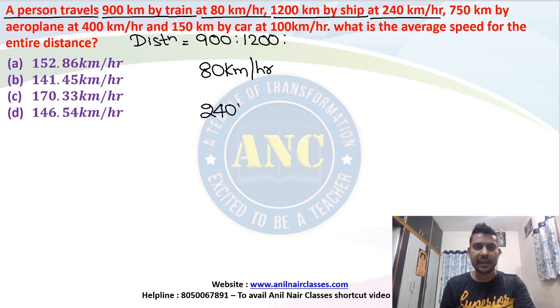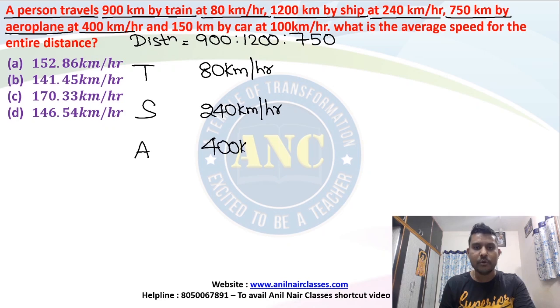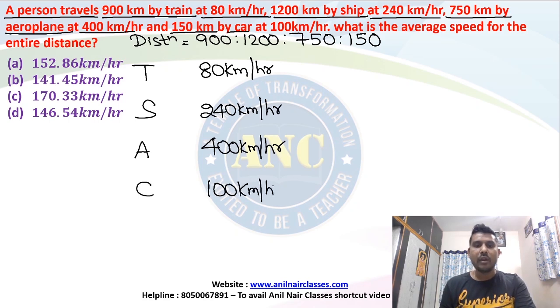So the speed is given as 240 kilometers per hour for the ship. This is by train, this is by ship. 750 kilometers by aeroplane. The distance is 750 kilometers and this is by aeroplane. And the speed is given as 400 kilometers per hour. I hope you are super clear in understanding whatever I am trying to write on the screen. And 150 kilometers by car. By car the distance traveled is 150 kilometers and the speed is 100 kilometers per hour. What is the average speed of the entire distance?